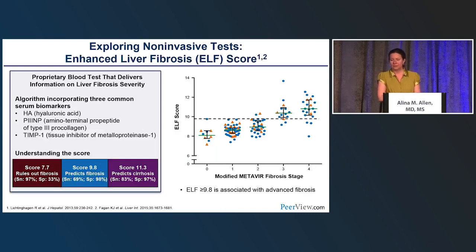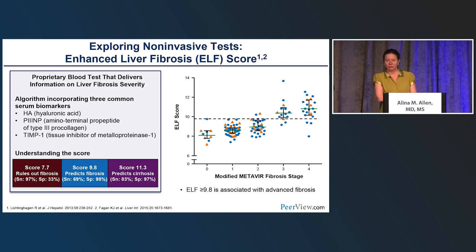The ELF score is another blood-based non-invasive test, which is a proprietary test that delivers information on liver fibrosis severity. This algorithm incorporates 3 common serum biomarkers, and these are hyaluronic acid, aminoterminal propeptide of type 3 procollagen, and tissue inhibitor of metalloproteinase 1. So as you can see, these have to be ordered, measured, and tested, and resulted as a number, which is the ELF score. The cutoffs are the ones that you see listed here.